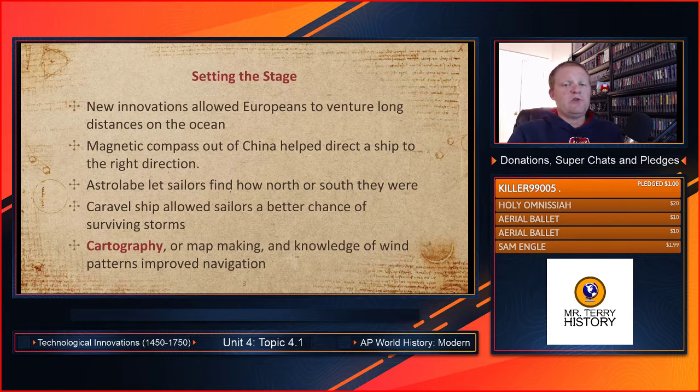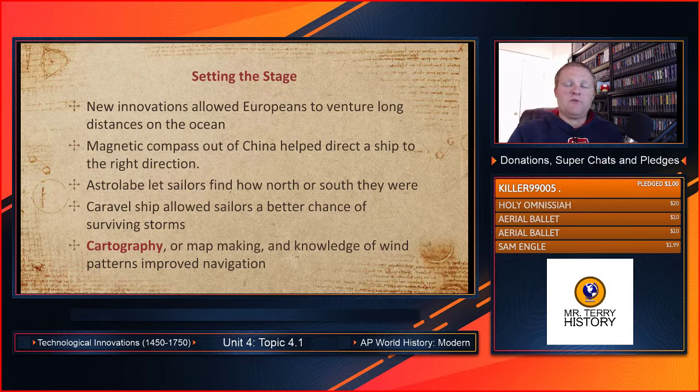And then also some new ships and shipping technology, with larger ships with larger hulls, like the caravel ship, which becomes a standard ship for Europeans who traveled. It was a stronger ship and was able to navigate through storms better, which a lot of European boats before this couldn't handle very well. And then we saw big advances in cartography, or map making. That was a huge deal.